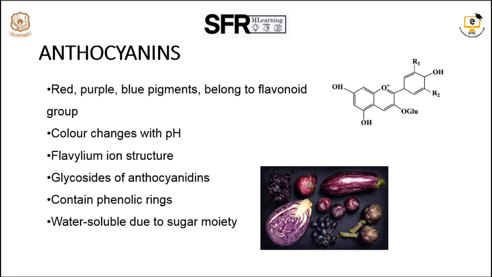Anthocyanins are glycosides of anthocyanidins, which contain one or more glycosidic bonds and sugar groups attached to the anthocyanidins. It also contains phenolic ring structures. The glycosides and the sugar molecules attached to these anthocyanins make them more water soluble. That is a major reason most of these water soluble pigments contain glycosides. The glycosides determine the water solubility.